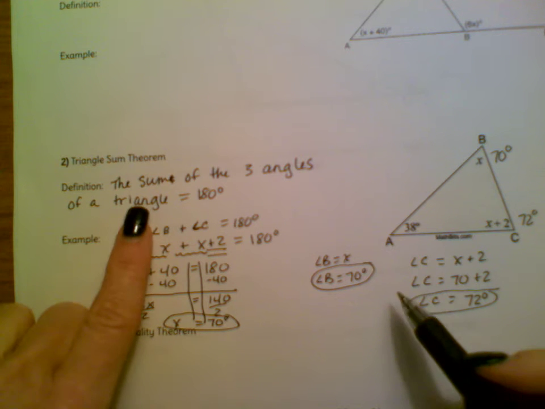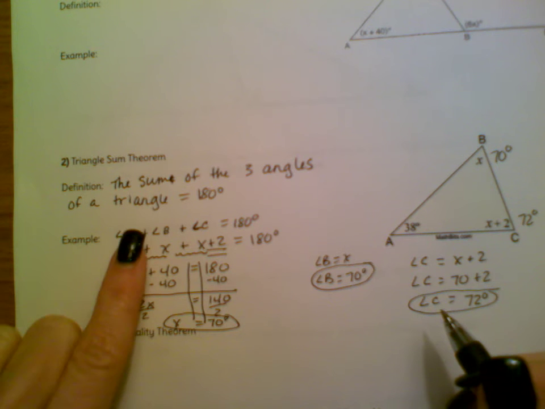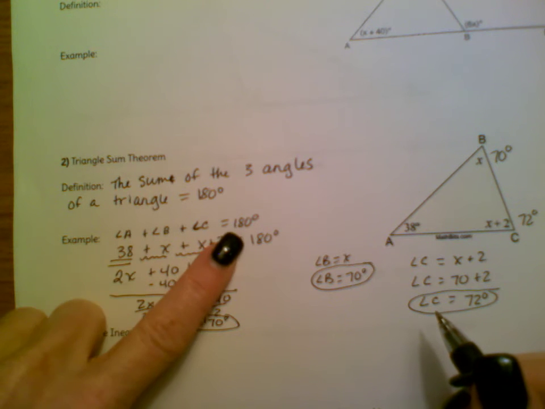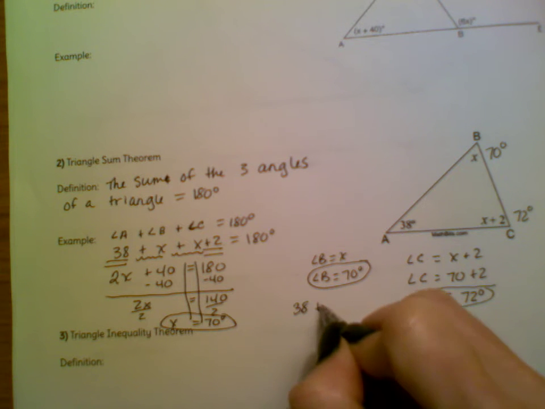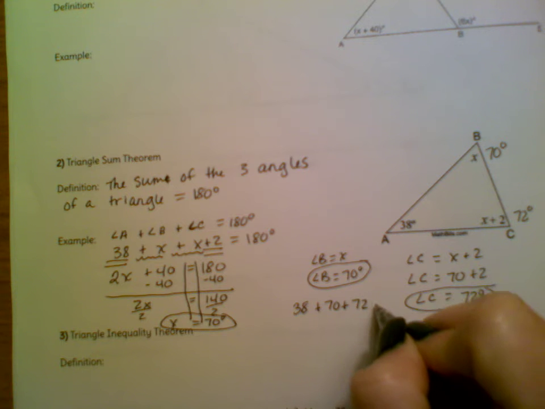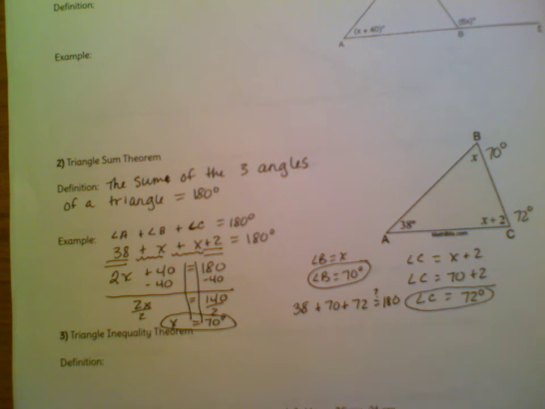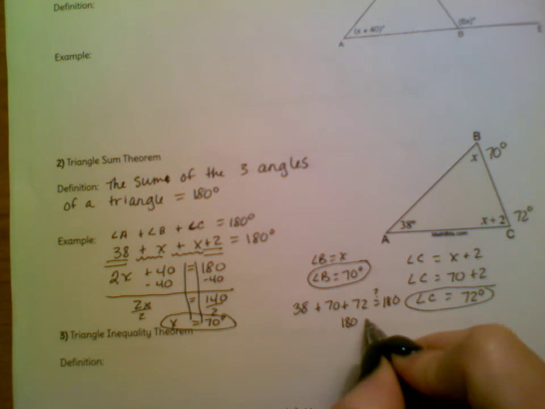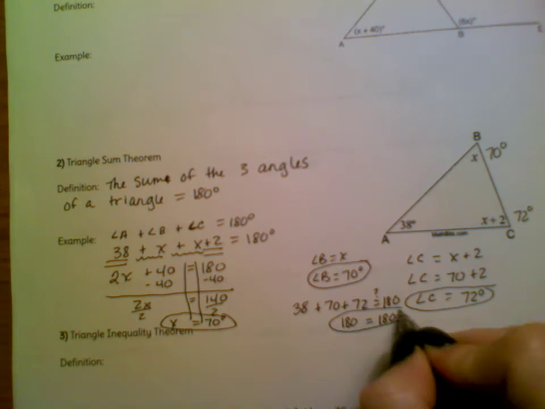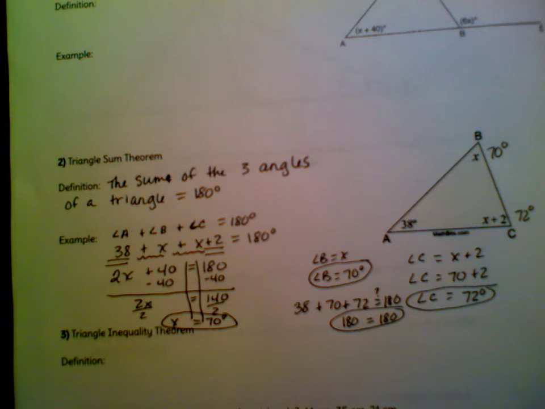Now let's just go back to what the theorem tells us because I can check my work. We know all three angles have to equal 180. So let's check it. Is 38 plus 70 plus 72 equal to 180? When you add all these up, you do get 180. So more than likely, we should be correct on our computation here.